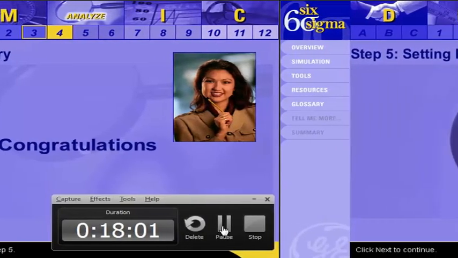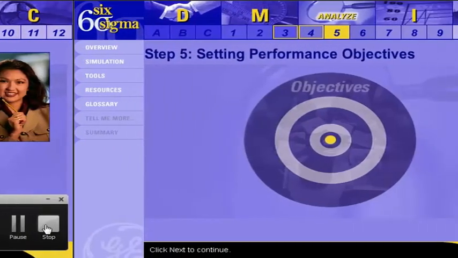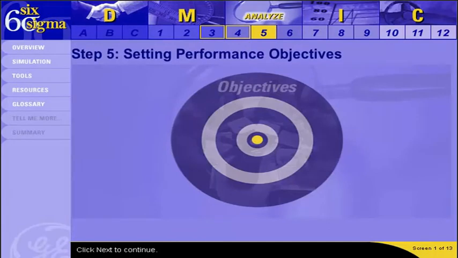Now that we know where we are starting from, we can begin to determine our performance objectives, or where we want to wind up at the end of the project. So in this step, we're going to determine our performance objective. Click Next and we'll look at the learning objectives for this step.